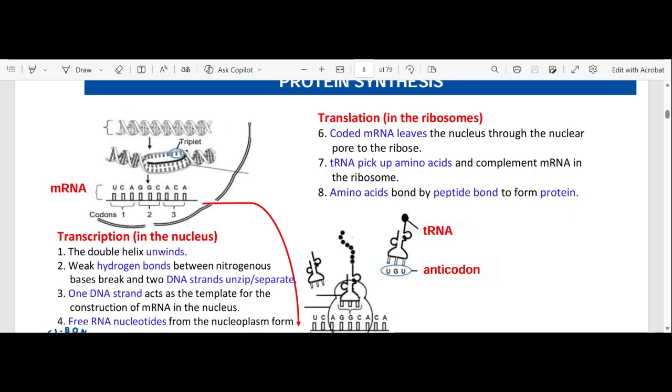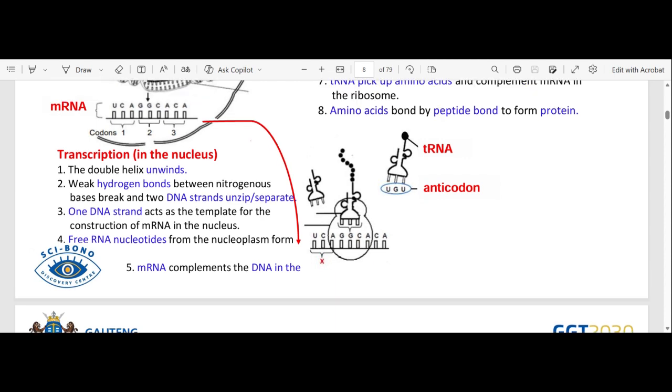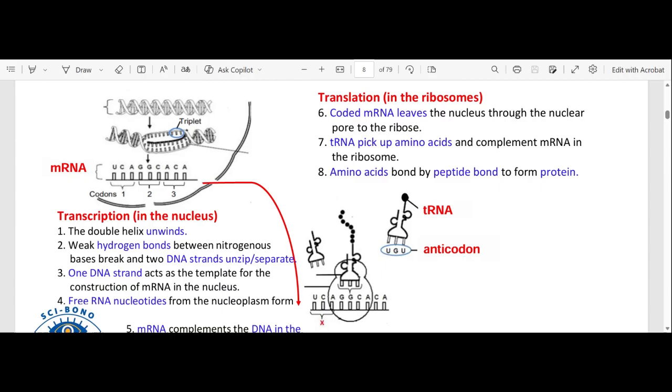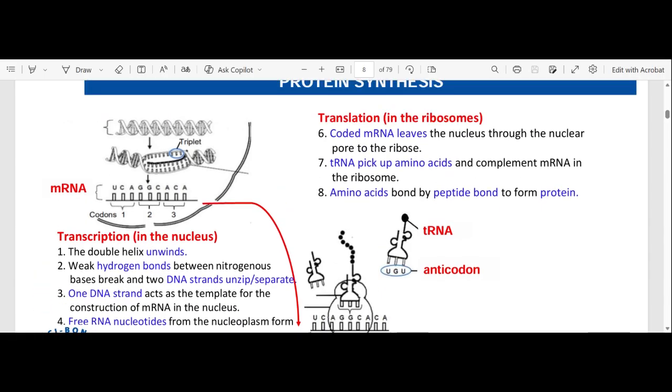One thing that you should know is that three consecutive bases in the mRNA are called codons. I hope that makes sense. And three consecutive bases in the tRNA are called anticodons. I hope that makes a lot of sense. So I think we're done with this process.